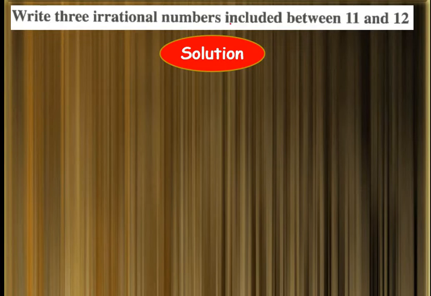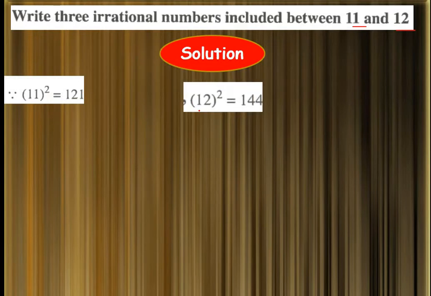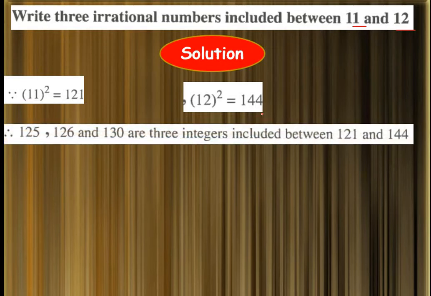Write 3 irrational numbers between 11 and 12. To solve this problem, first we square 11 and 12. 11 power 2 is 121, and 12 power 2 is 144. Get the numbers between 121 and 144. It will be 122, 123, 124, 125, 126, 127, and so on till 144.